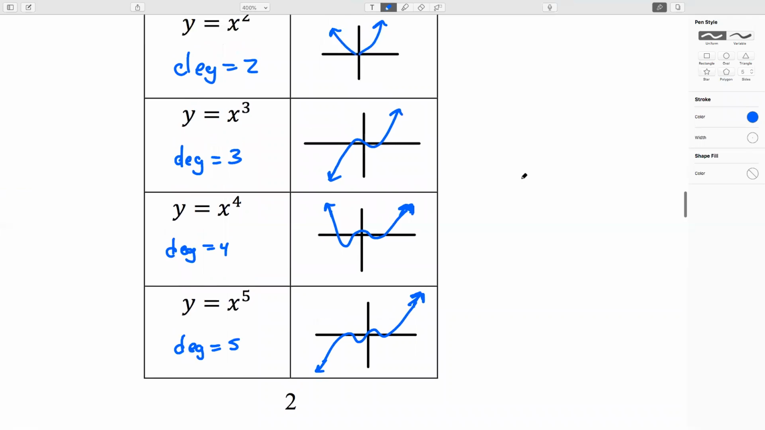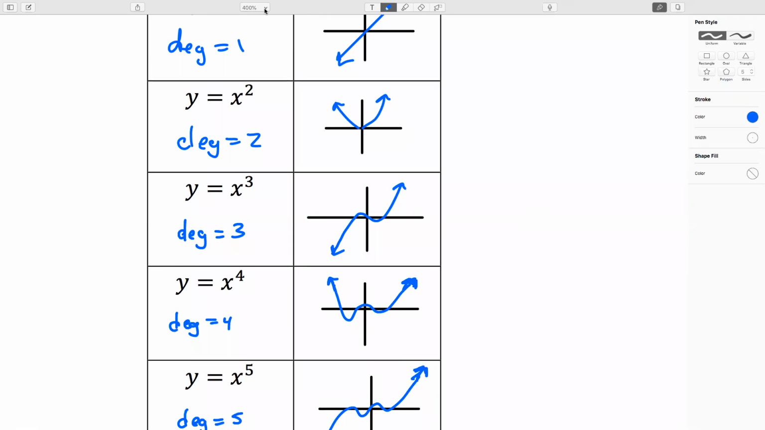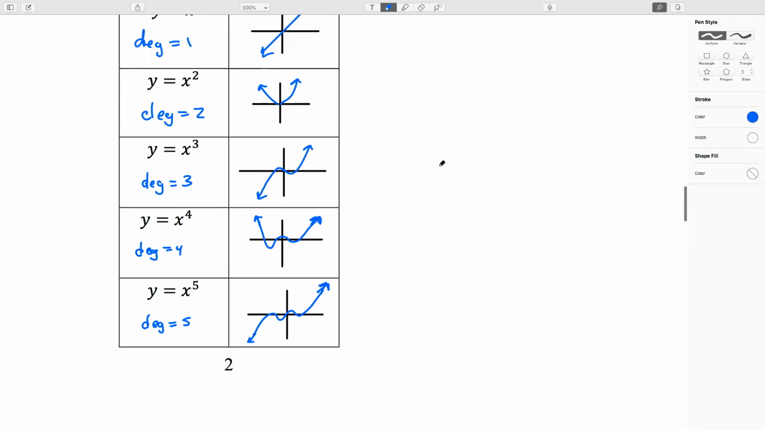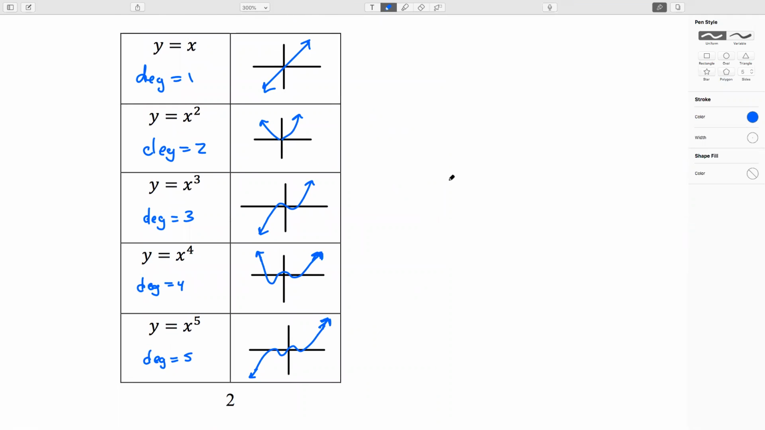So you might be noticing some patterns here. I'm hoping you're noticing some patterns here. All of the odd degrees seem to have a similar end behavior. Degree 1, degree 3, and degree 5 all have opposite end behavior. However, the even functions, so x squared or x to the power 4, or I suppose x to the 6 if we were to go there, they're going to have similar end behavior. That's one of the characteristics you want to look for.